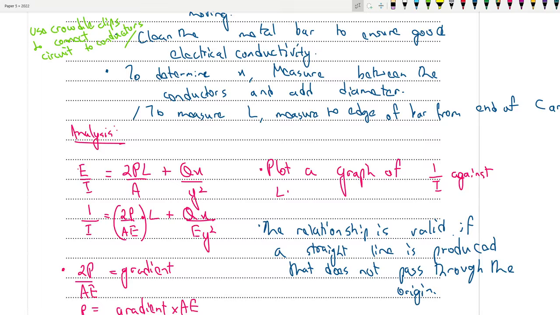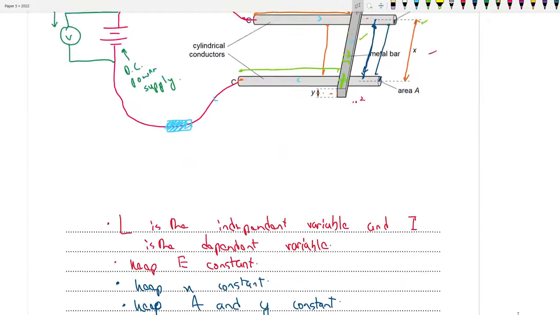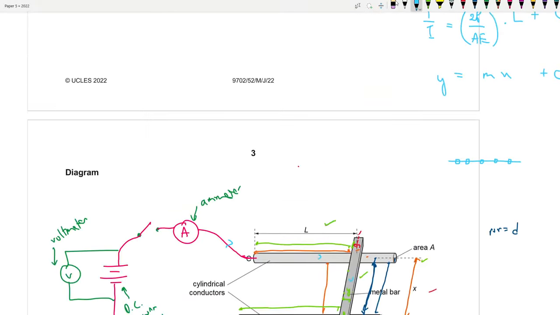Hopefully you get it. Or there's an alternate option. The alternate options are like if you draw different graphs, like L against 1 by I. But 1 by I against L is the better option, honestly, because I is our dependent variable. So that's that. Hopefully you understood this part. If you do have other questions though, please feel free to comment below.